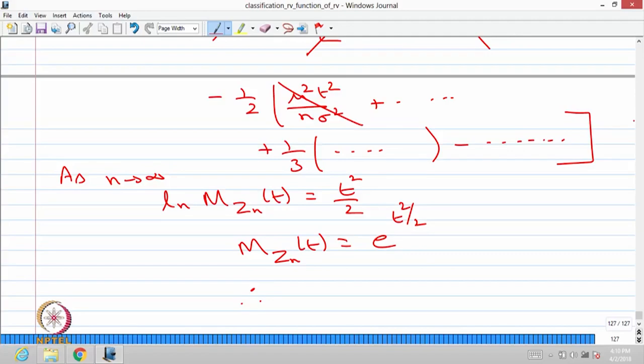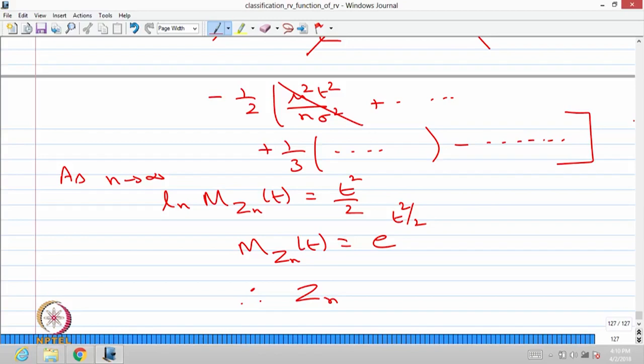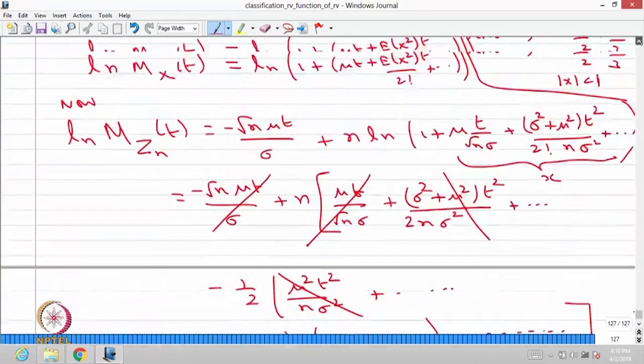you can conclude by using the uniqueness theorem, if two different mgfs are the same for all t, then both the random variables are identically distributed. So you can conclude zn is standard normal distribution. So this is valid for n tends to infinity. That means for a larger n, the zn is approximately a standard normal distribution. That is a proof. In this proof, we have made the assumption that mgf exists.